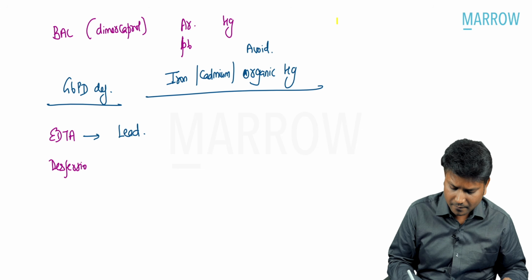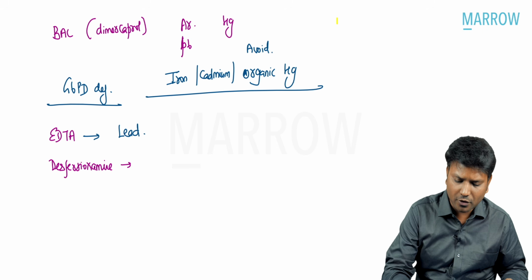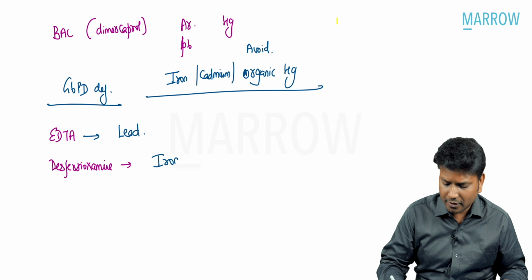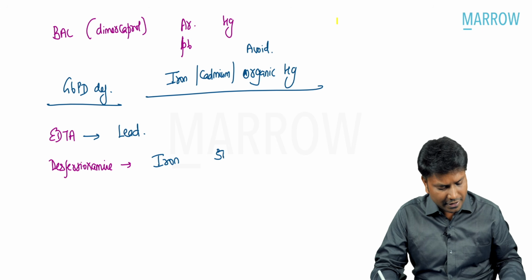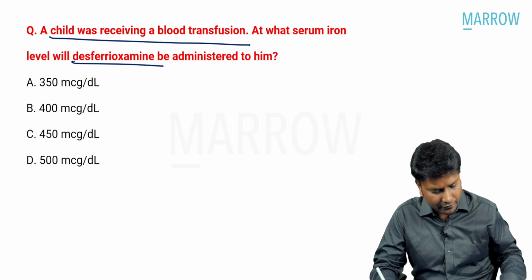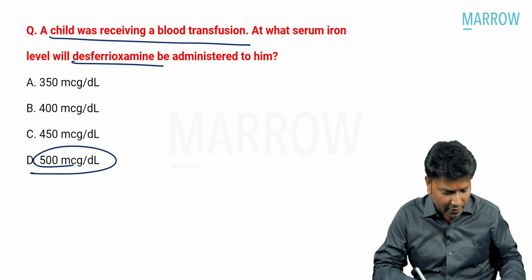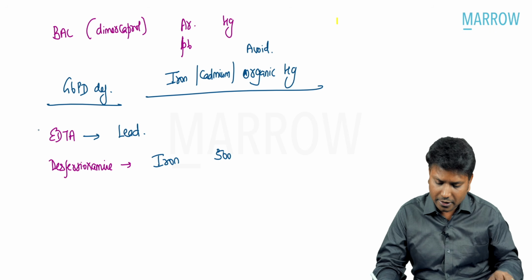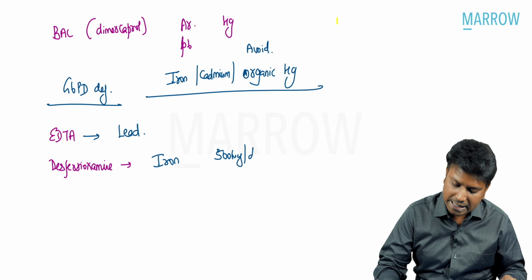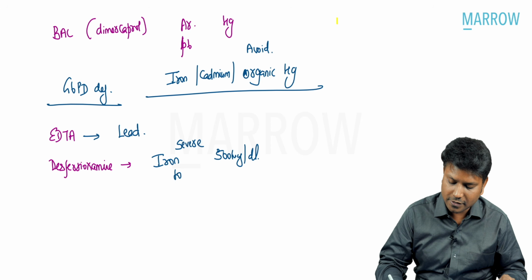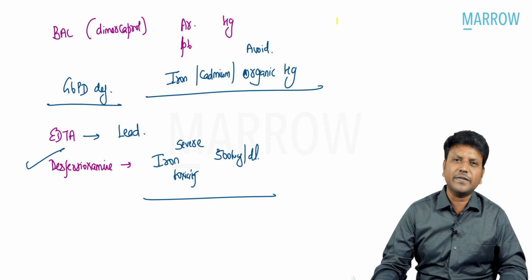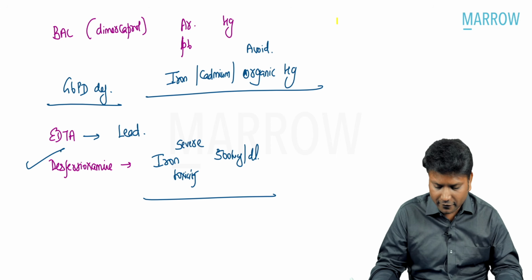Desferrioxamine is a chelating agent. We use it for iron poisoning. When the serum iron is more than 500 micrograms per deciliter, the person is suffering from severe iron toxicity, and we can give desferrioxamine.